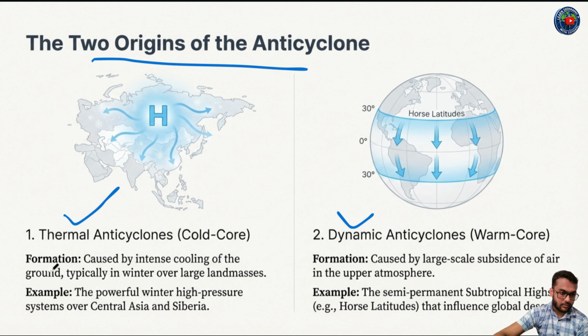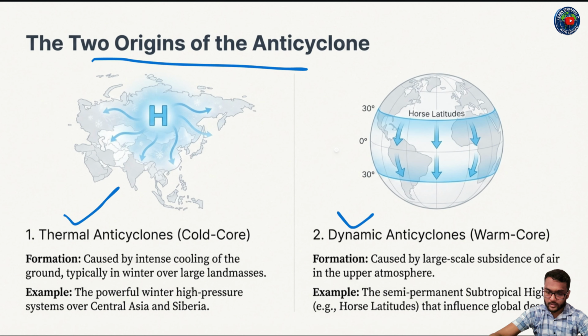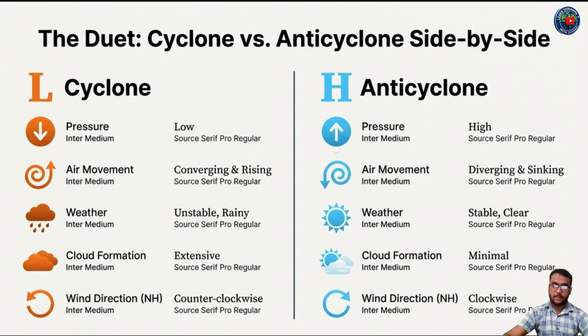Thermal anticyclone formation is caused by intense cooling of the ground, typically in winter over large land masses. An example is the powerful winter high pressure systems over Central Asia and Siberia. Then dynamic anticyclone, warm core: formation is caused by large scale subsidence of air in the upper atmosphere. An example is the semi-permanent subtropical highs, like the horse latitudes, that influence global deserts. These are the two types of anticyclone: thermal anticyclone and dynamic anticyclone.